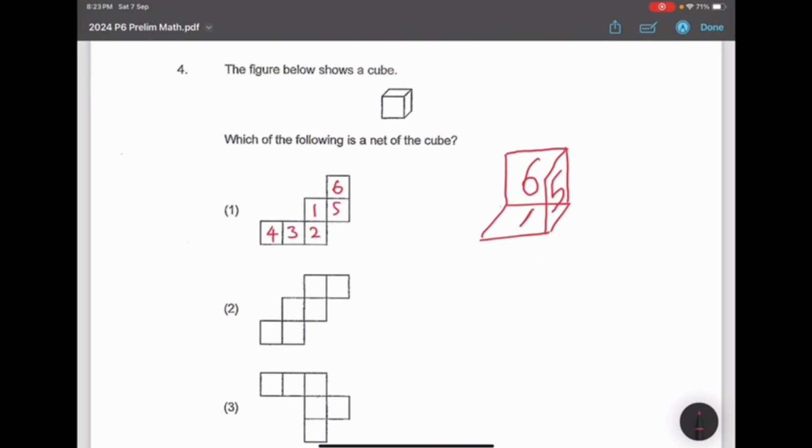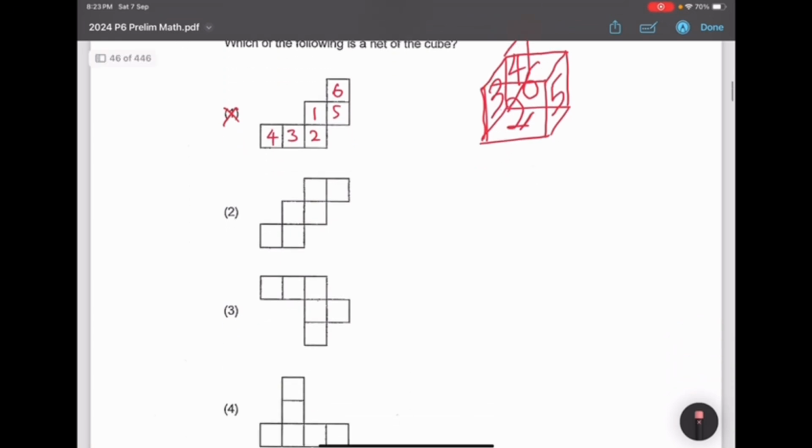Now, what happens to 2? 2 will be folded up to cover the front side. Alright, and 3 will be at this left side over here, if you can see it clearly. But 4 will actually be left behind the cube, like that. So, number 1 is clearly not my answer. Alright, I'm going to move on to the second one.